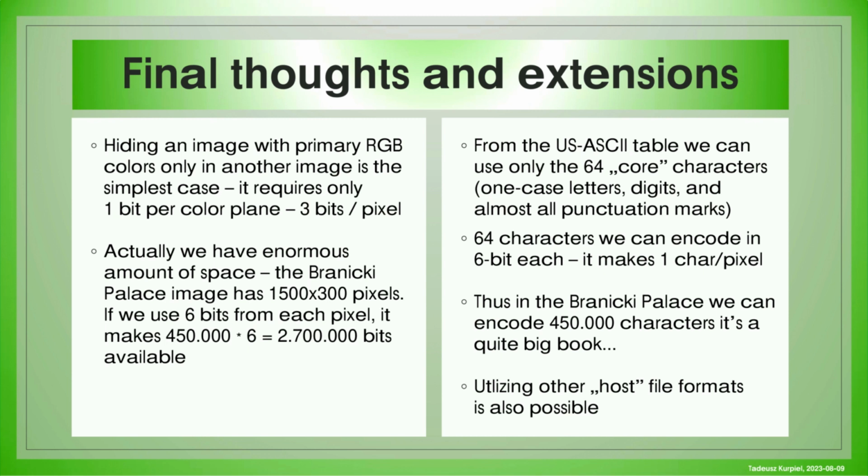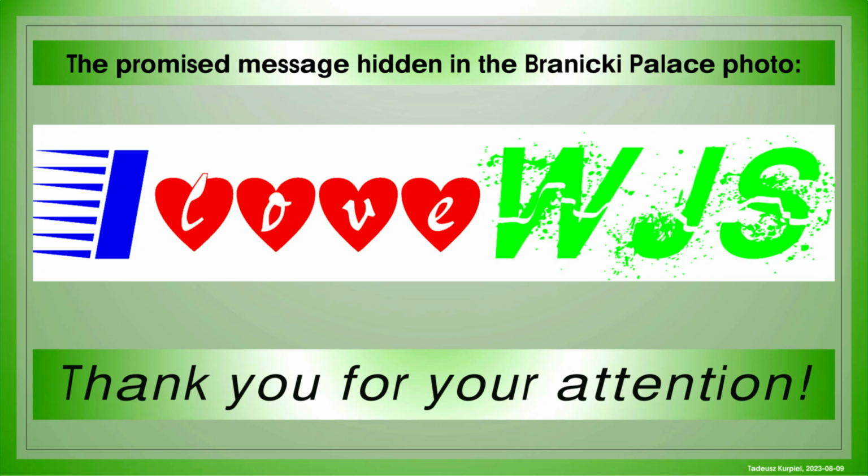And we can say that the way we encode characters in these 6 bits is one more level of cryptography. Okay, it was just one simple example of the steganography idea. In a more general way, it can utilize not only images, but other media files too. And it's time to fulfill the promise made to show you the message hidden in the Branicki Palace photo. It was, of course, the I love WarsawJS image.